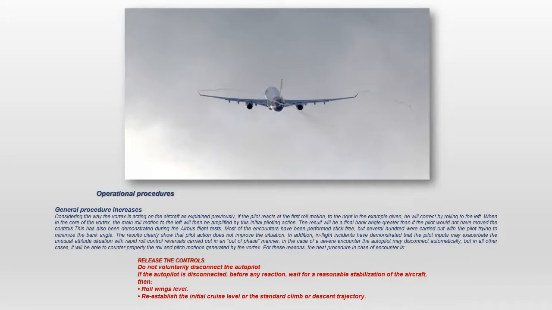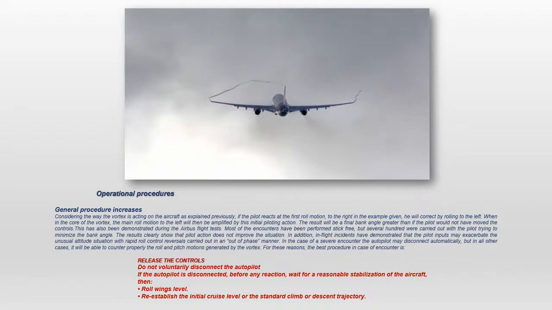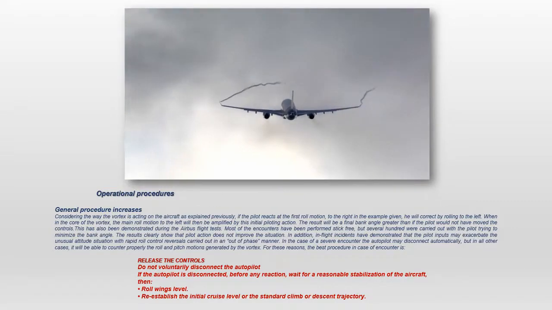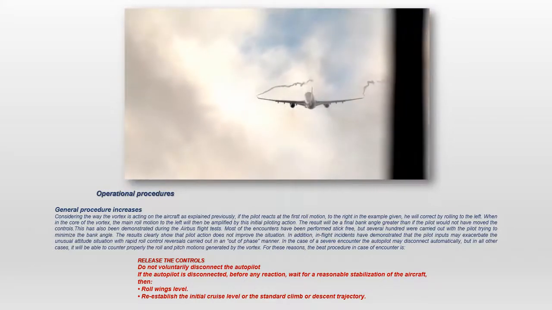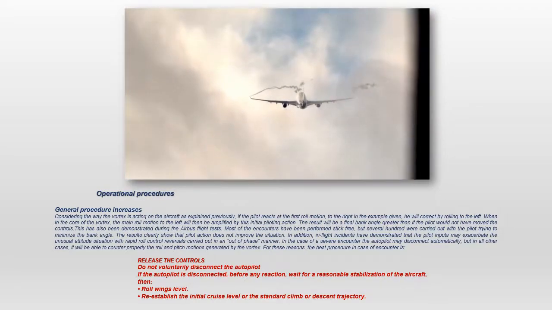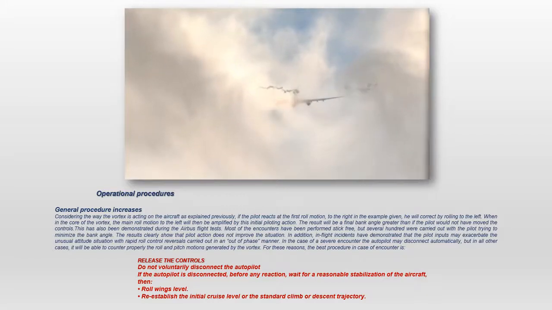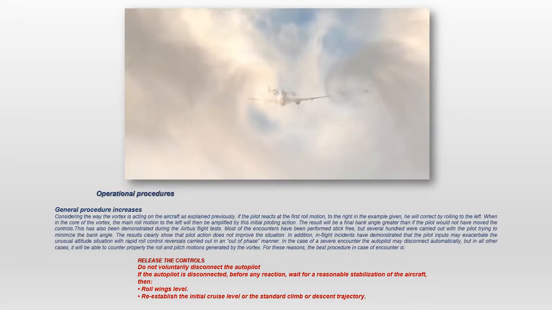Operational procedures. General procedure increases considering the way the vortex is acting on the aircraft as explained previously. If the pilot reacts at the first roll motion, to the right in the example given, he will correct by rolling to the left. When in the core of the vortex, the main roll motion to the left will then be amplified by this initial piloting action. The result will be a final bank angle greater than if the pilot would not have moved the controls.